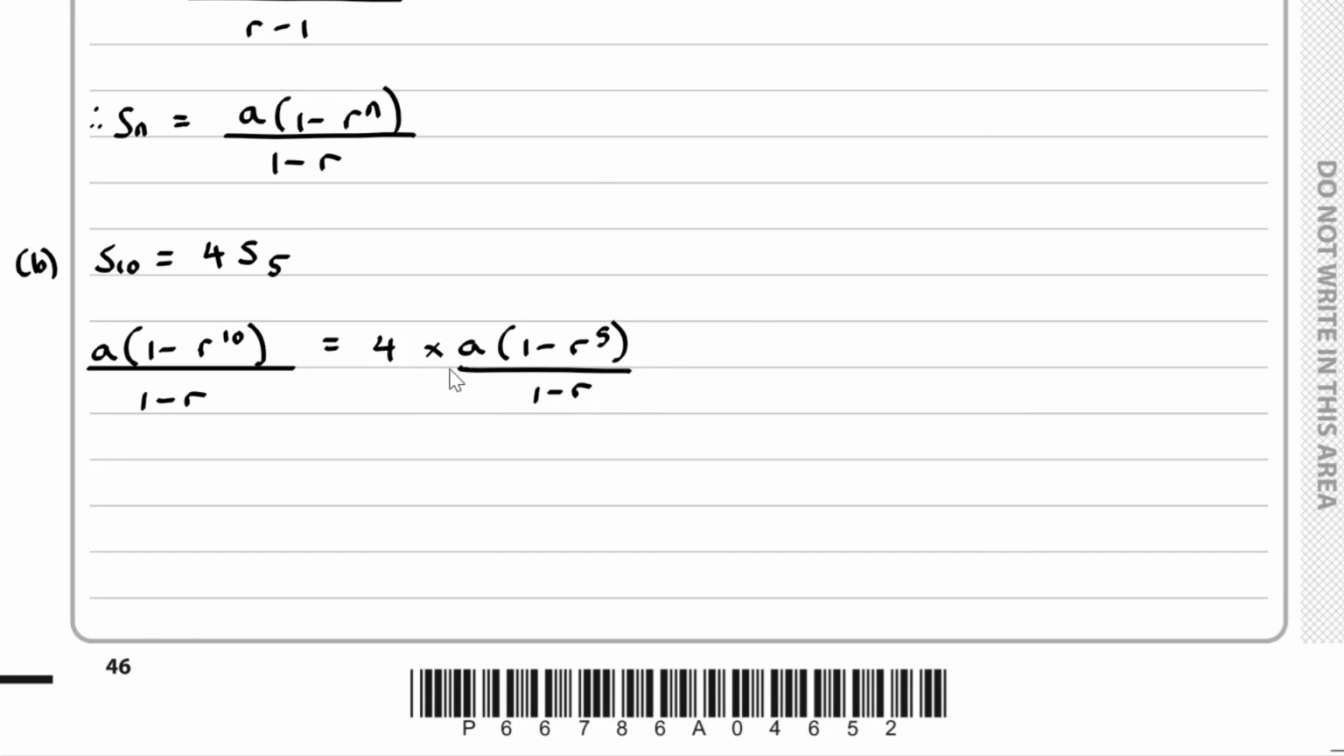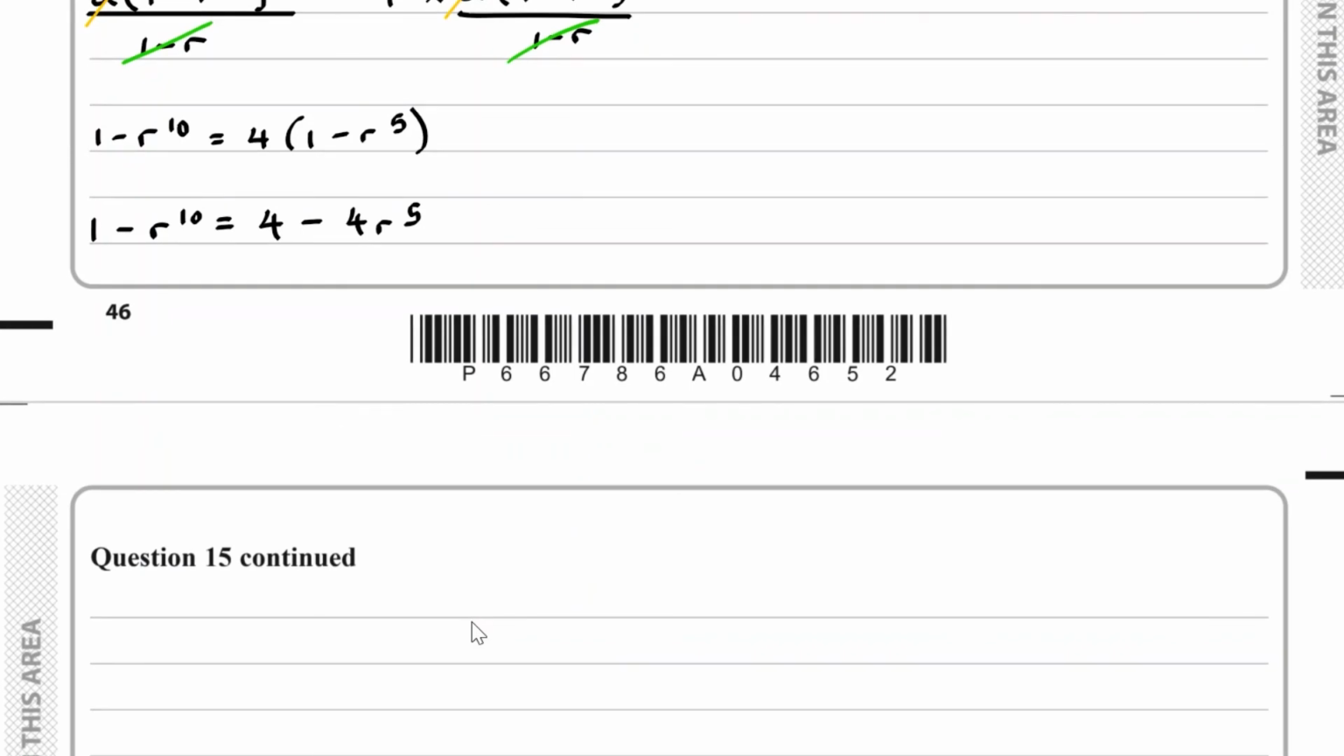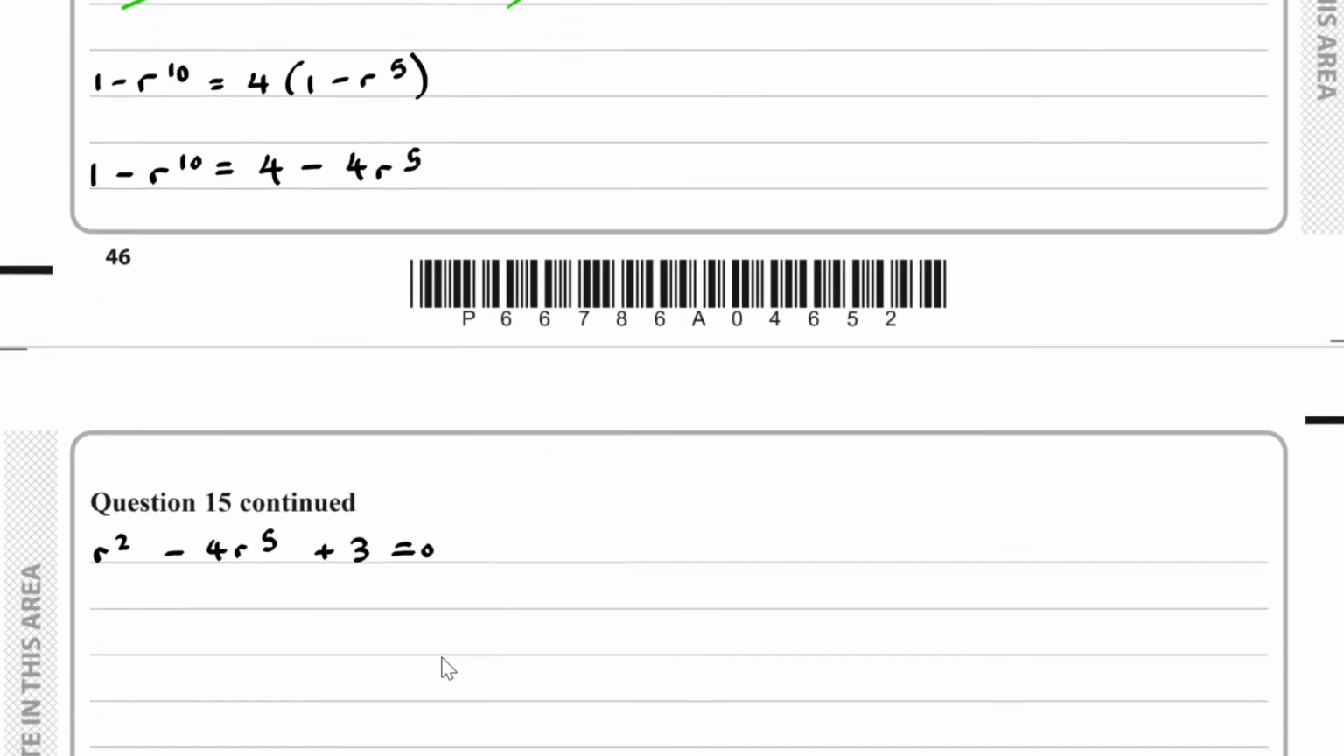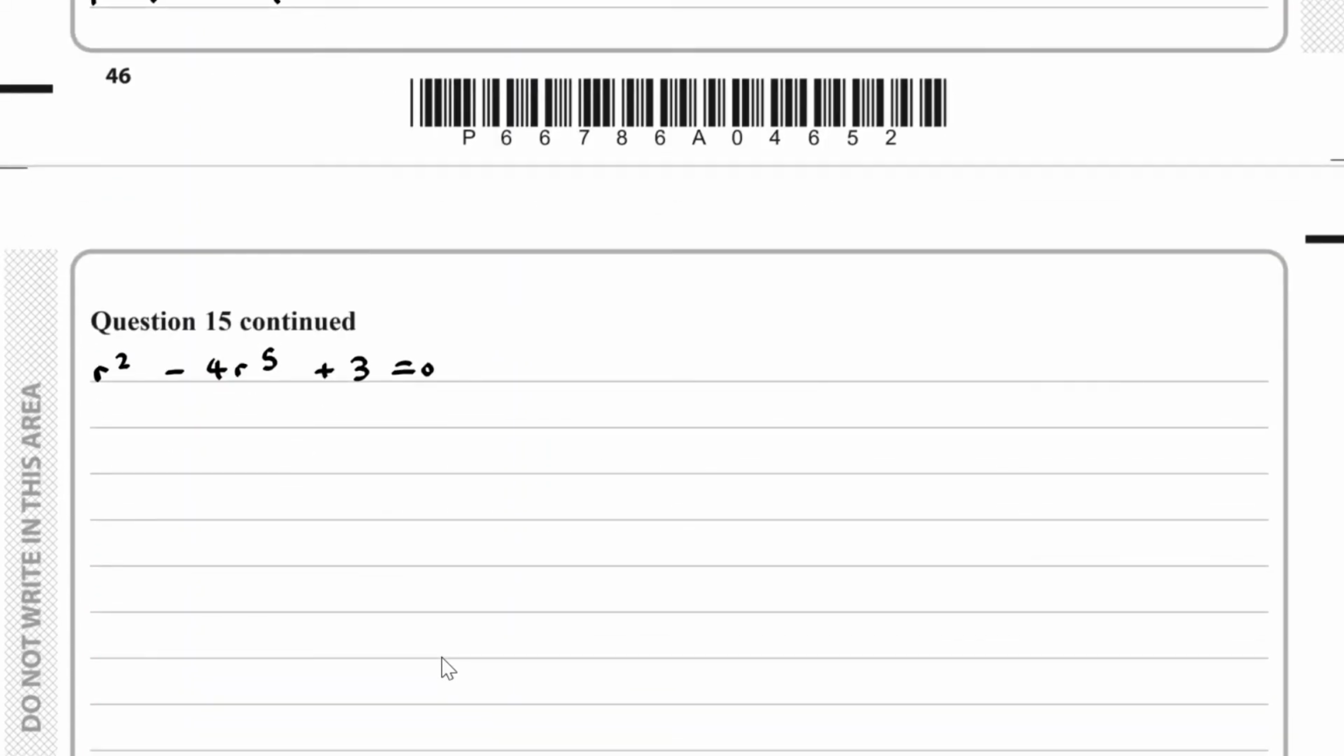And essentially here, this a cancels with this a, and this 1 minus r cancels with this 1 minus r. So we have 1 minus r to the power of 10 equals 4 lots of 1 minus r to the power of 5. If we expand and simplify, we have 1 minus r to the power of 10 equals 4 minus 4r to the power of 5. And if we take everything over to one side, we have r to the 10 minus 4r to the 5 plus 3 equals 0.